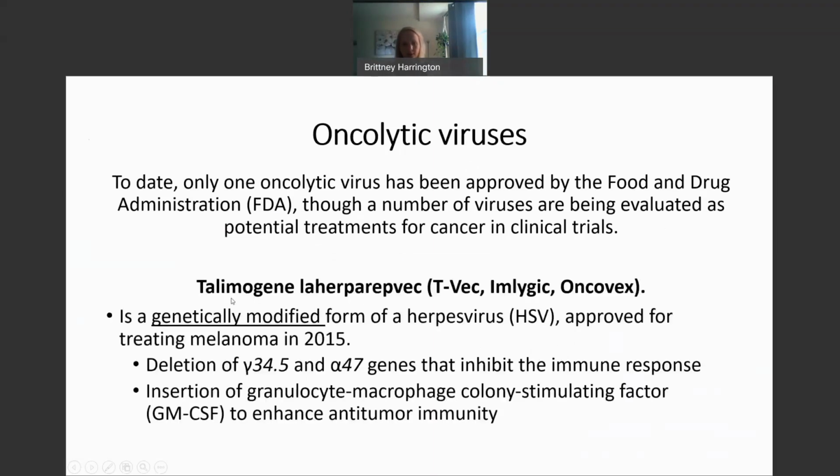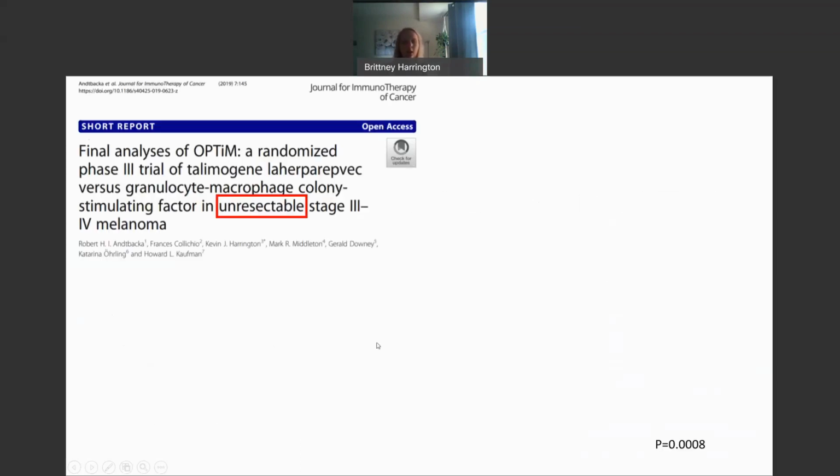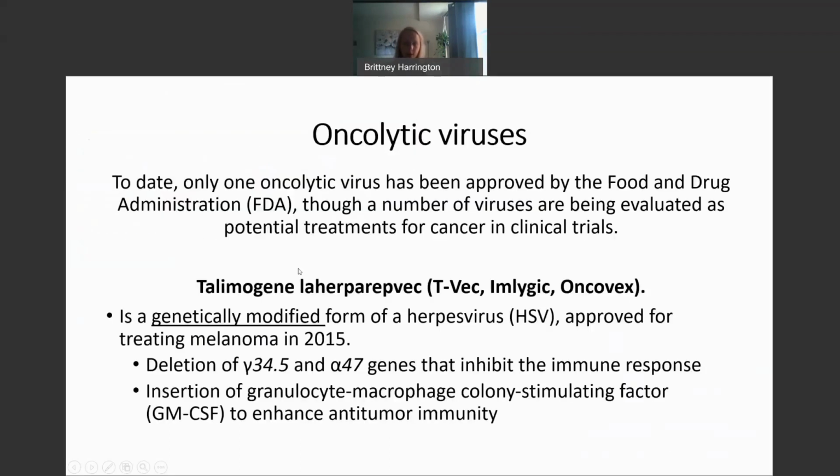So Talimogene laherparepvec, or TVEC, I'm going to call it. Imlygic and Oncovex are brand names. So TVEC is a genetically modified herpes virus, and it's only been approved for treating melanoma so far. But basically, it's the herpes virus.